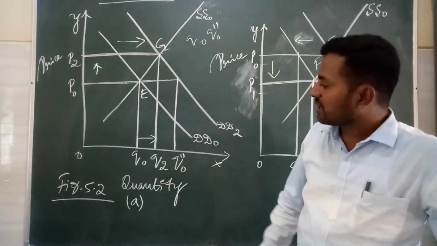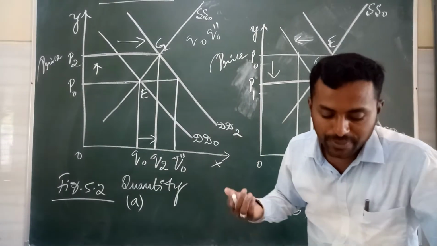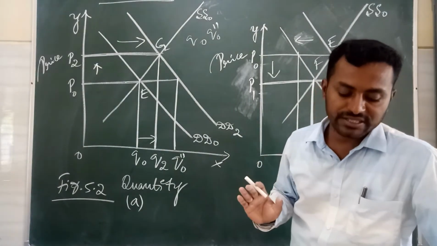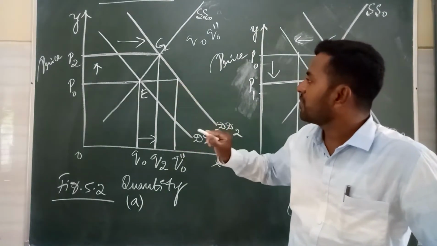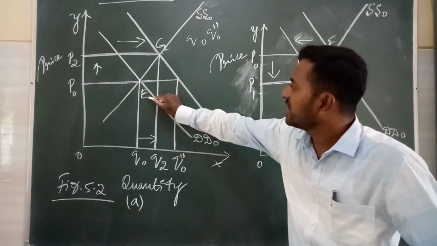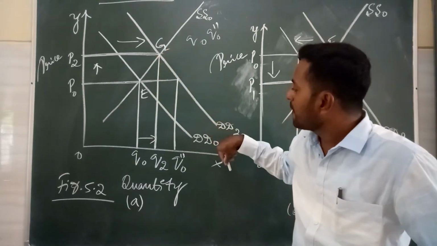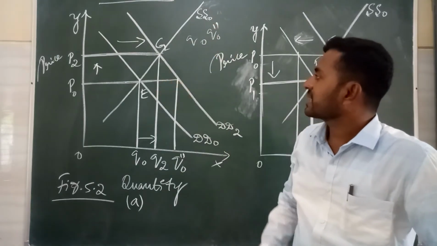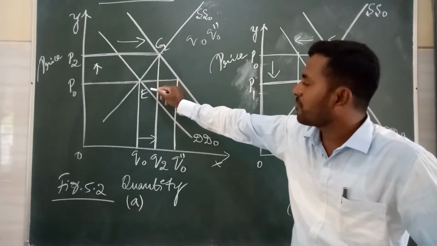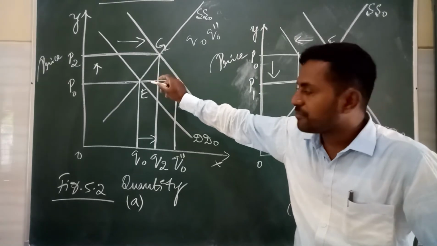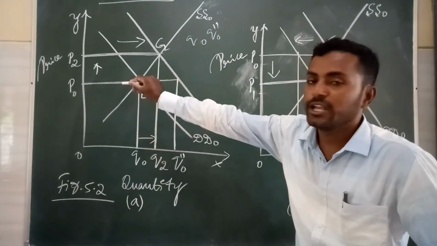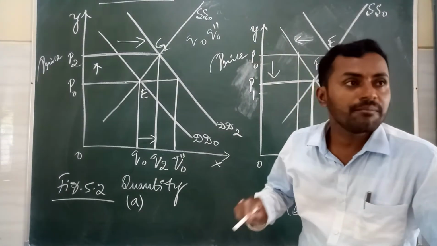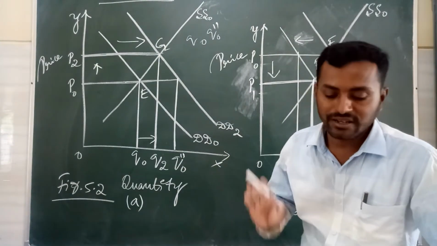Consider figure 5.2, which depicts the impact of demand shift when the number of firms is fixed. Here the initial equilibrium is point E. DD0 is the market demand curve, SS0 is the market supply curve. This intersection point is the equilibrium point. The equilibrium quantity is Q0 and the equilibrium price is P0.